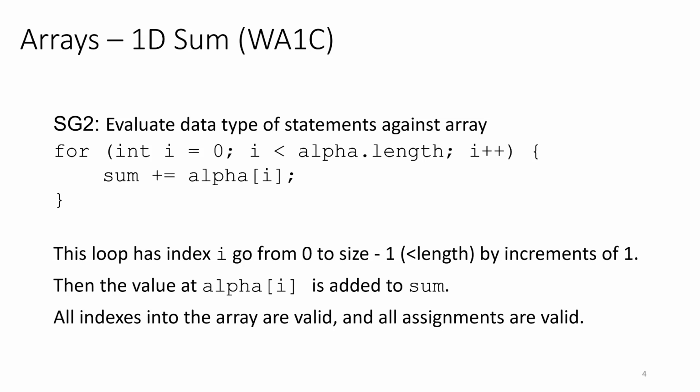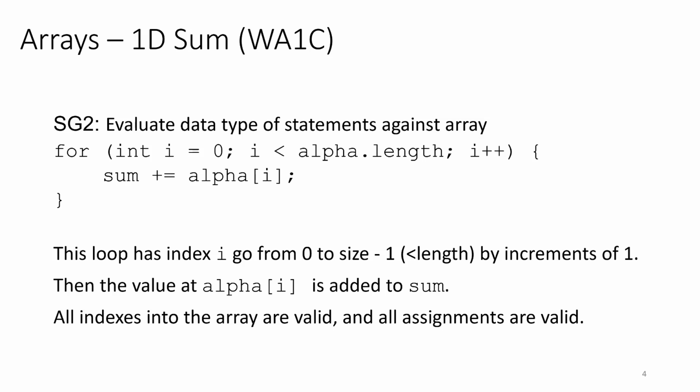For subgoal 2, evaluate the data type of the statements against the array. This loop has an index that goes from 0 to size minus 1, or less than length, by increments of 1. So all of the index accesses are legal.